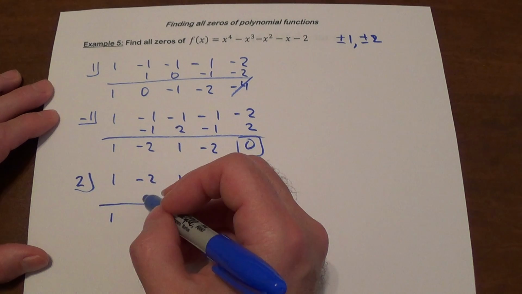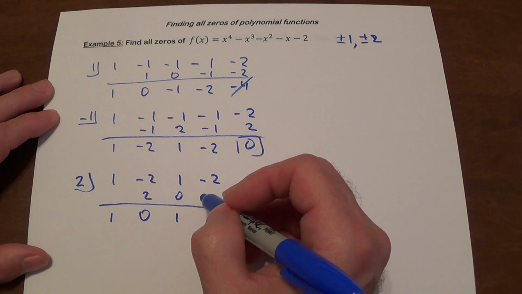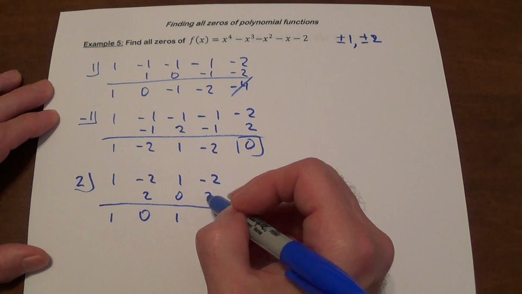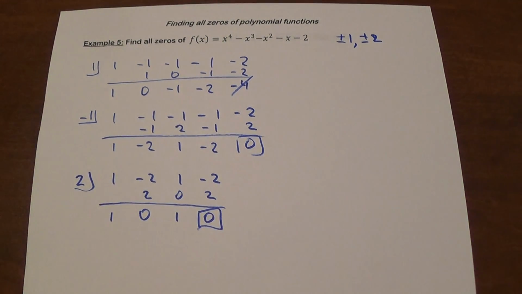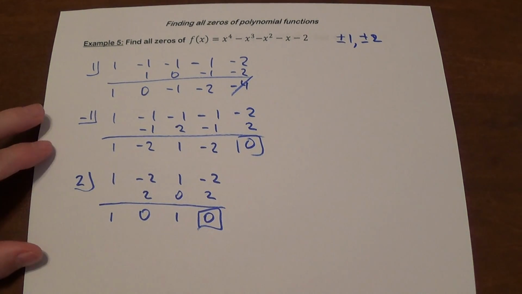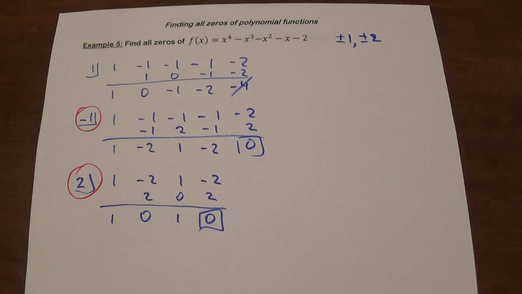1, 2, 0, 0, 1, 2, 0. So just as I promised. So we already have 2 solutions out of 4 that we're potentially looking for. We have negative 1, we have positive 2.